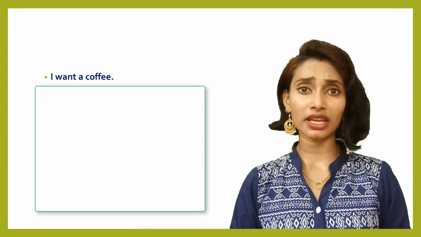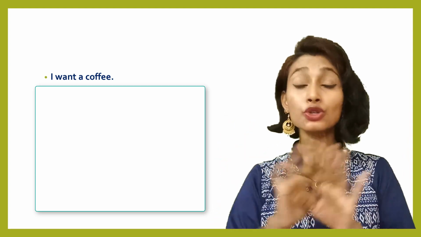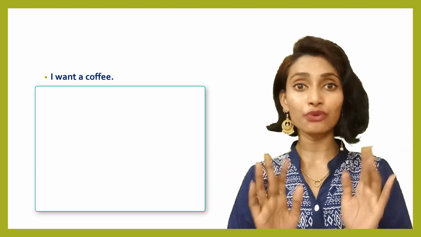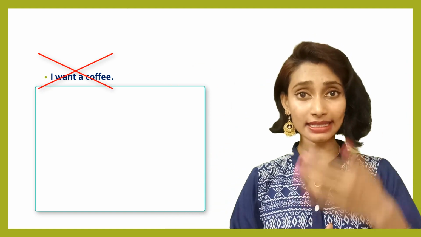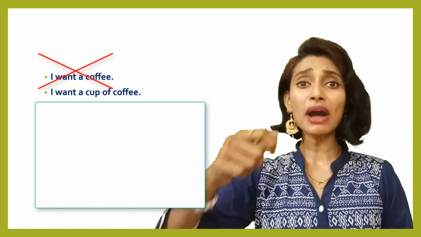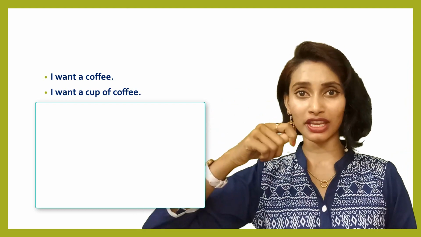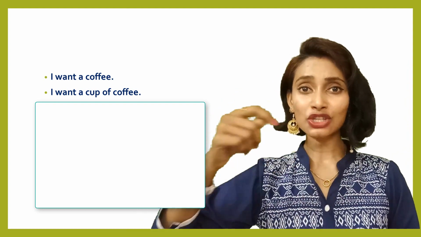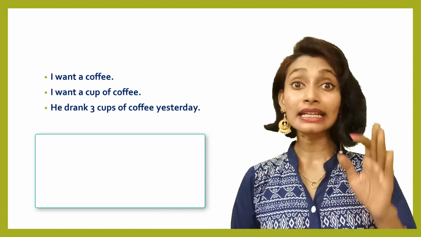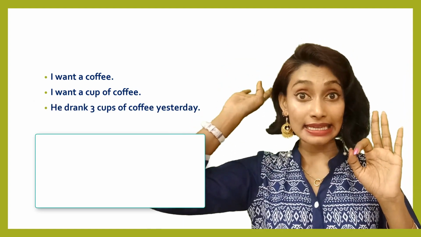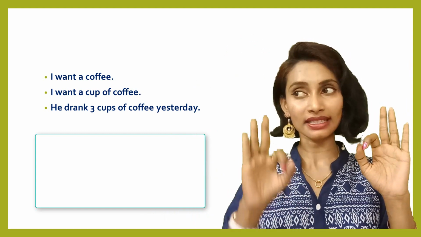I want a coffee. Can we count coffee? 1 coffee, 2 coffees. No, coffee is uncountable. We cannot count coffee. So the first sentence is wrong. Look at the next sentence. I want a cup of coffee. Generally, we measure coffee like a cup of coffee, 2 cups of coffee, 3 cups of coffee, but we do not count coffee. He drank 3 cups of coffee yesterday. 3 cups of coffee is a right usage, but we should not say 3 coffee.